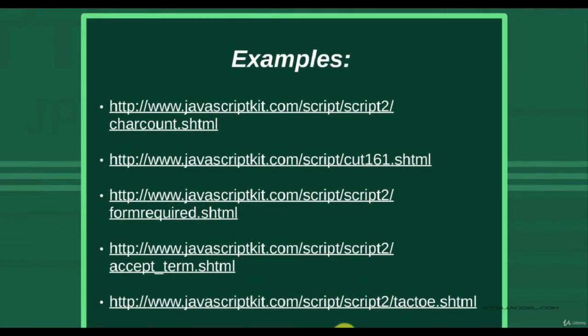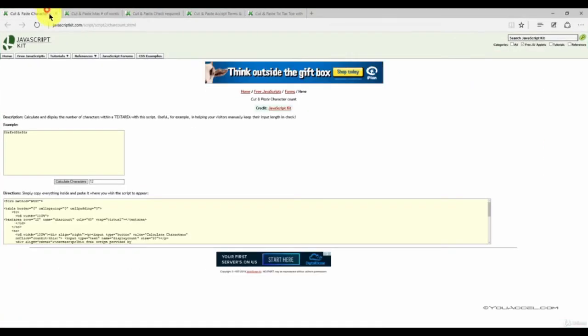Let's take a look at some examples of JavaScript functions that interact with users. This JavaScript code calculates the amount of characters a user has typed into a text area. Once you type in the line of text and press the Calculate Characters button, you'll see that this line of text has 23 characters.